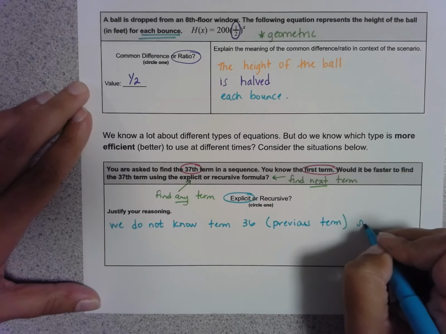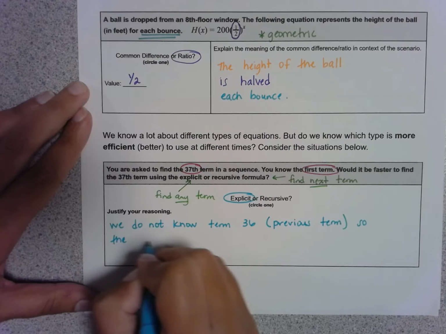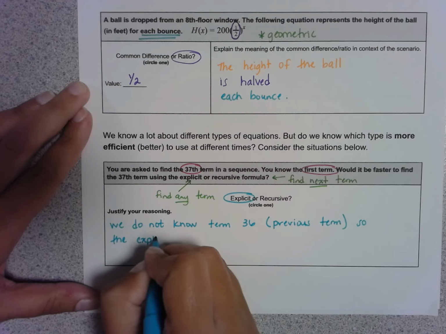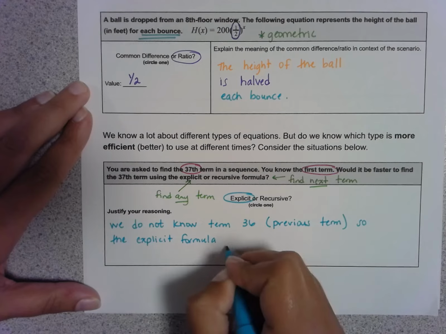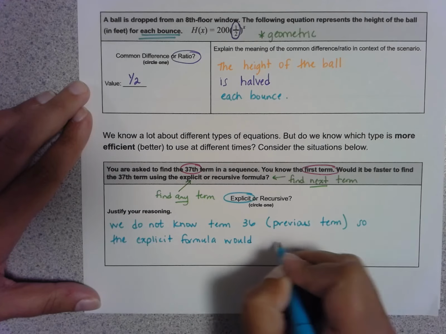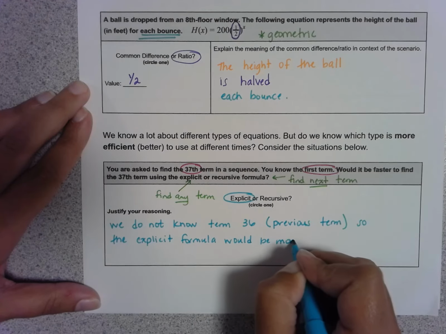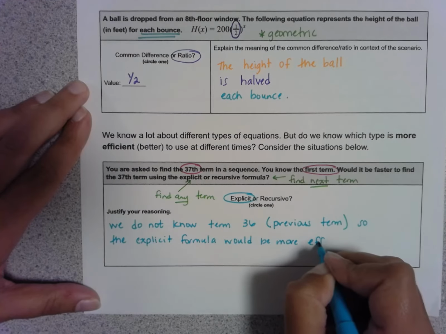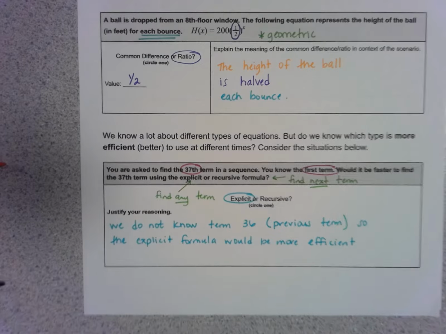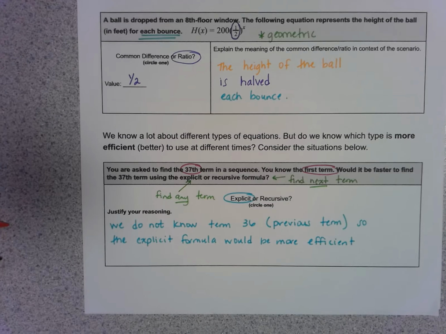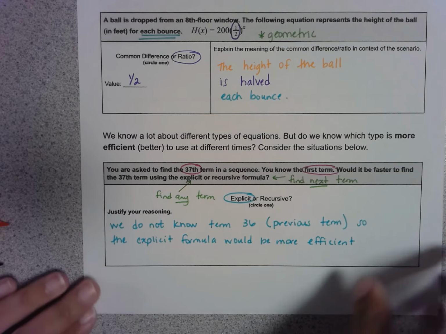So the explicit formula would be more efficient. Now, that doesn't mean you couldn't use the recursive. It would just be less efficient, which means it might take you longer than just plugging the number 37 into the explicit equation.